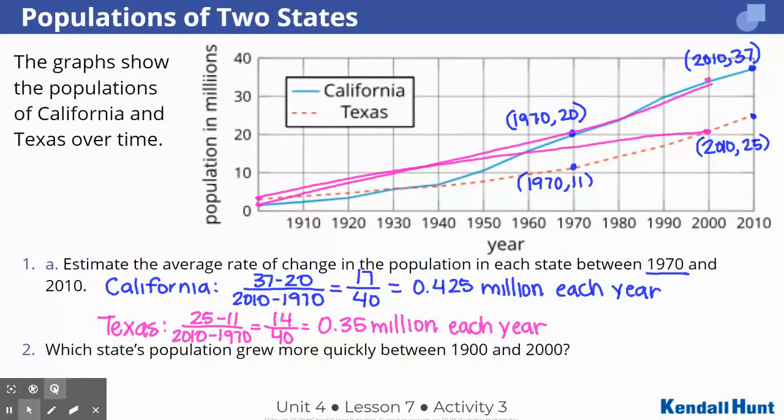So hopefully this helps you, and on your practice problems, you're going to be finding the average rate of change from images on a graph and from a table.